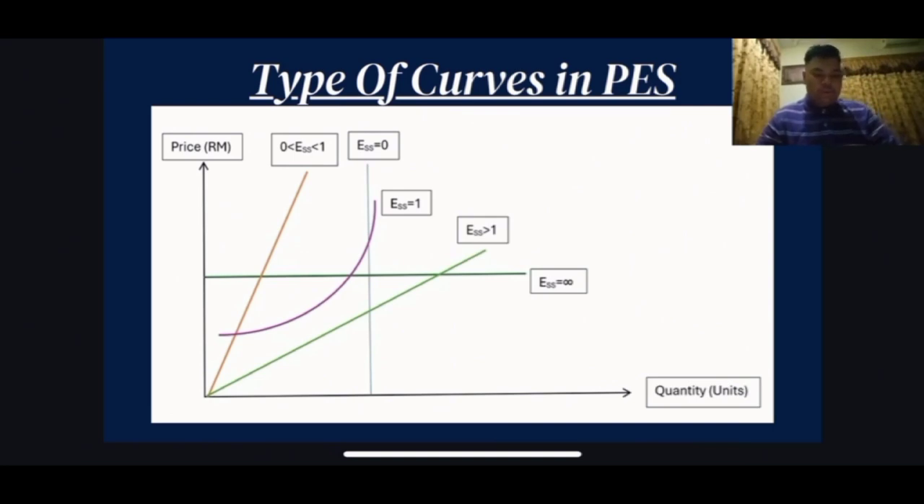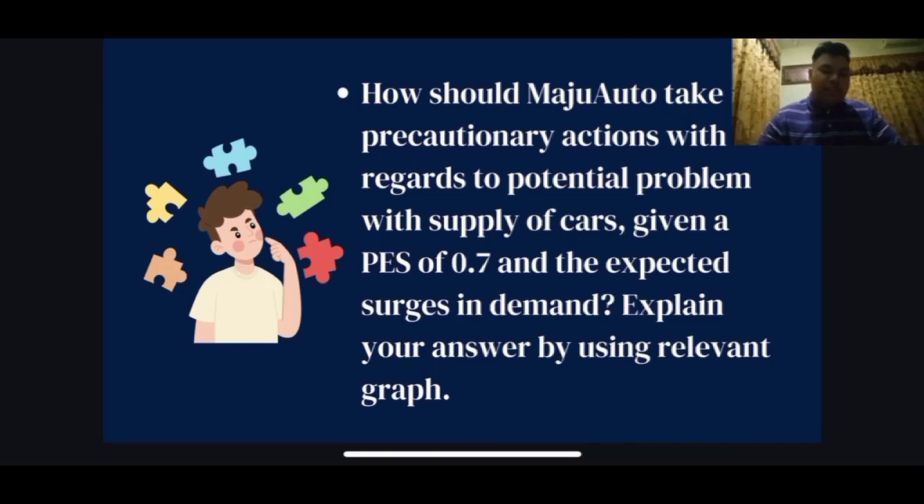And then we have PES equals 1. This we call unitary elastic supply. And then we have PES more than 1. This we call elastic supply. And the last one is PES equals infinity, which we call perfectly elastic supply. So let's go to the next page.